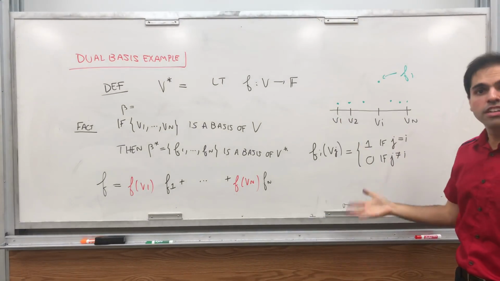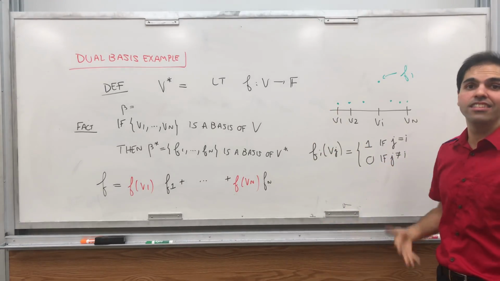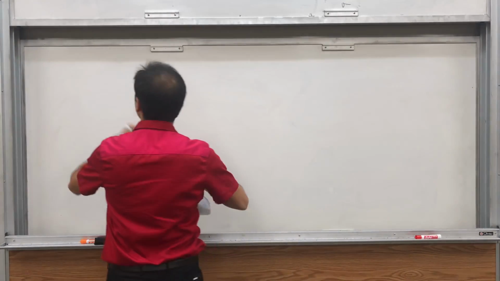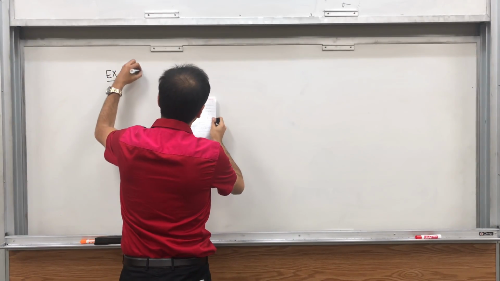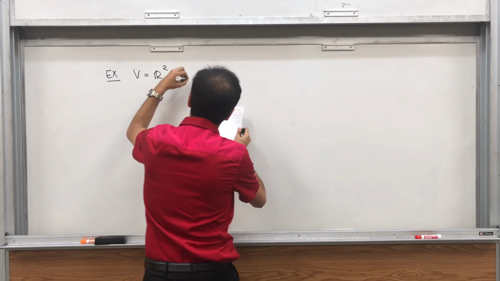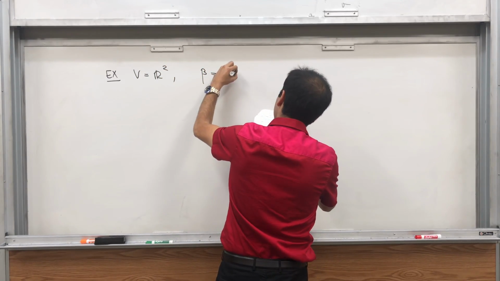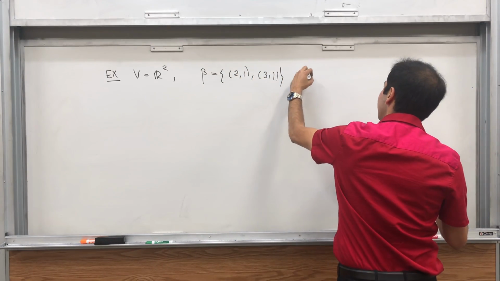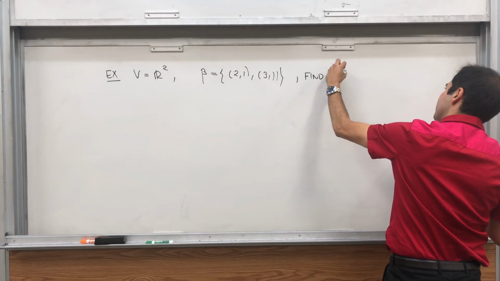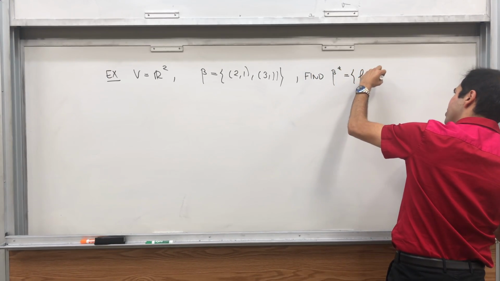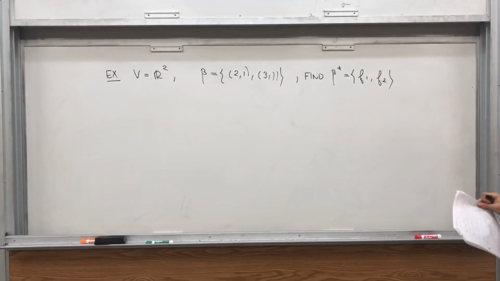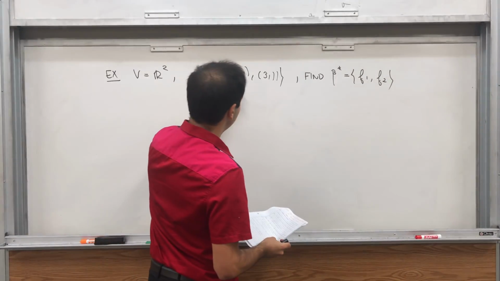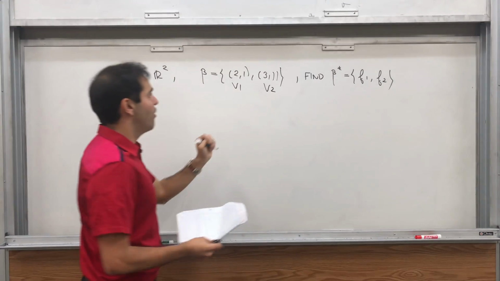And now I'll just give you a concrete example of what the fi's look like. So consider the following vector space V, R2, and the basis beta, let's say (2, 1) and (3, 1). And the question is, find the dual basis, beta star, which are functions of two variables with output in R. So how do we find this? Just using the definition of fi.